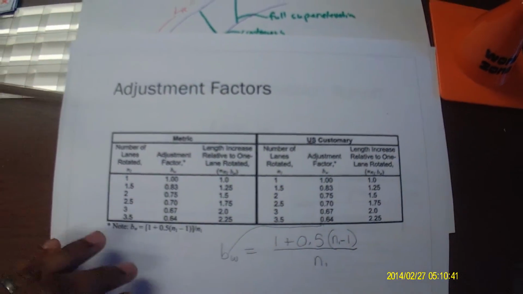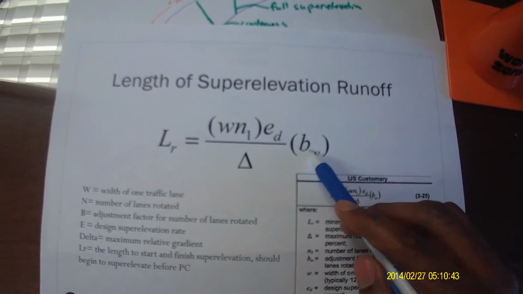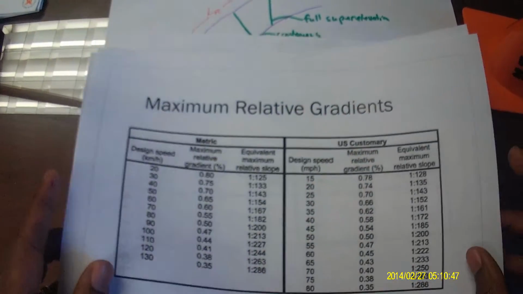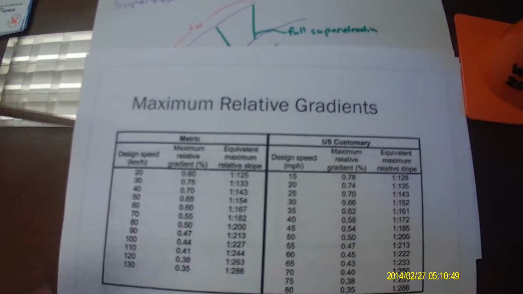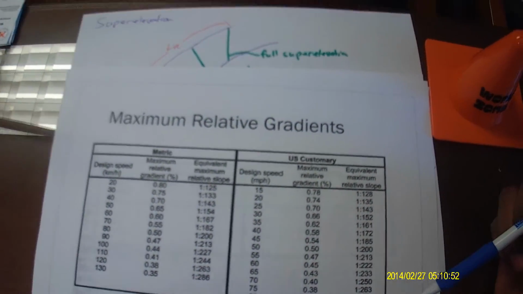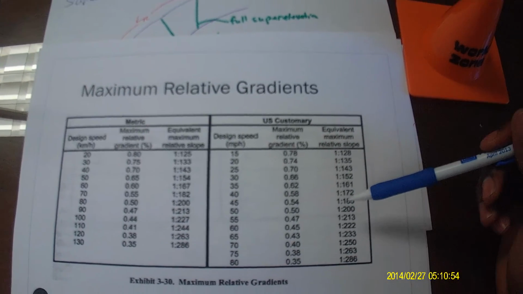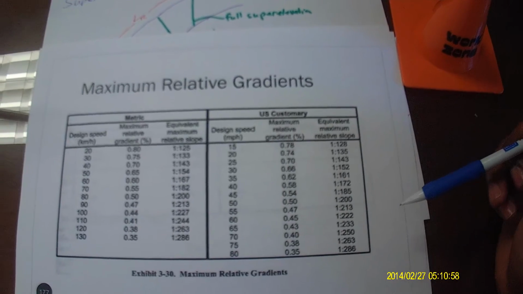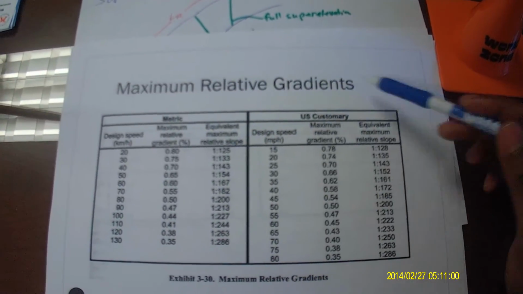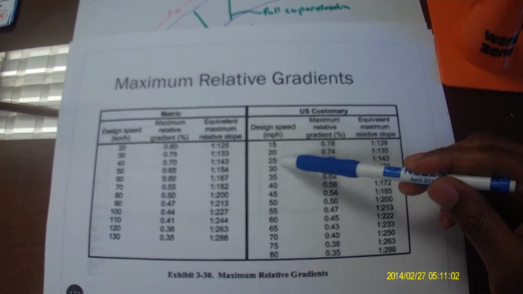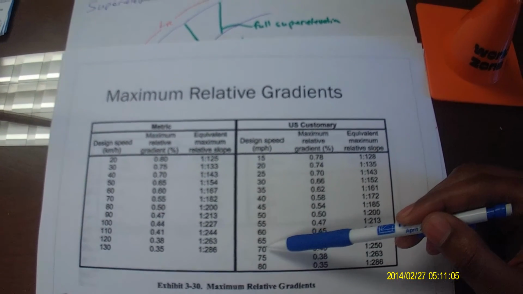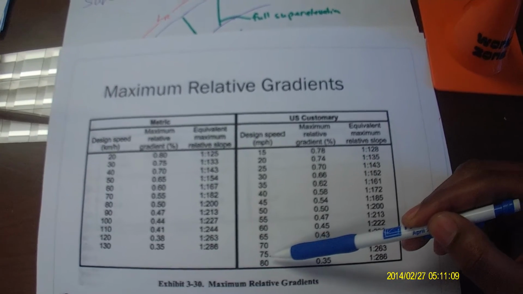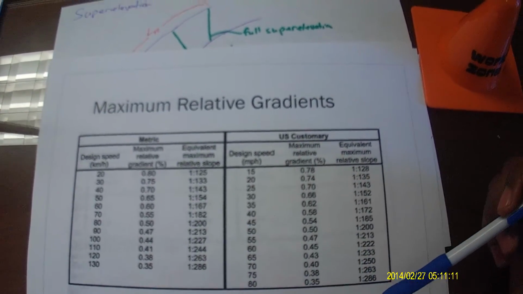Now, moving on to the relative gradient, that takes care of V sub W, adjustment factor. Let's move on to the relative gradient now. Now with the relative gradient, basically that gives you an indication of the rate at which you are changing the cross slope. Okay, and you can see here, again, we're working on this right side. It's really based on the speed that you're traveling. So the rate at which you're changing it is going to really depend on how fast you're traveling.